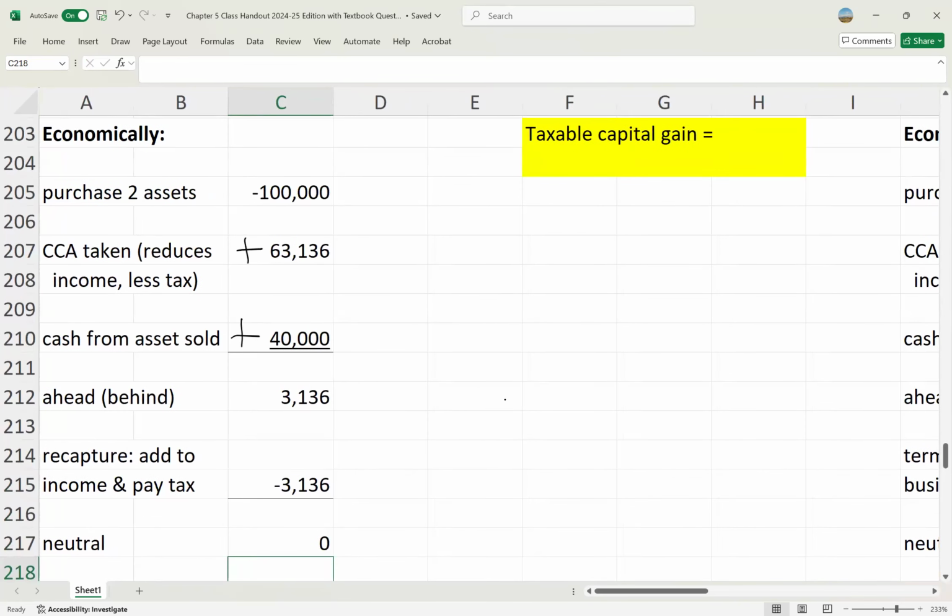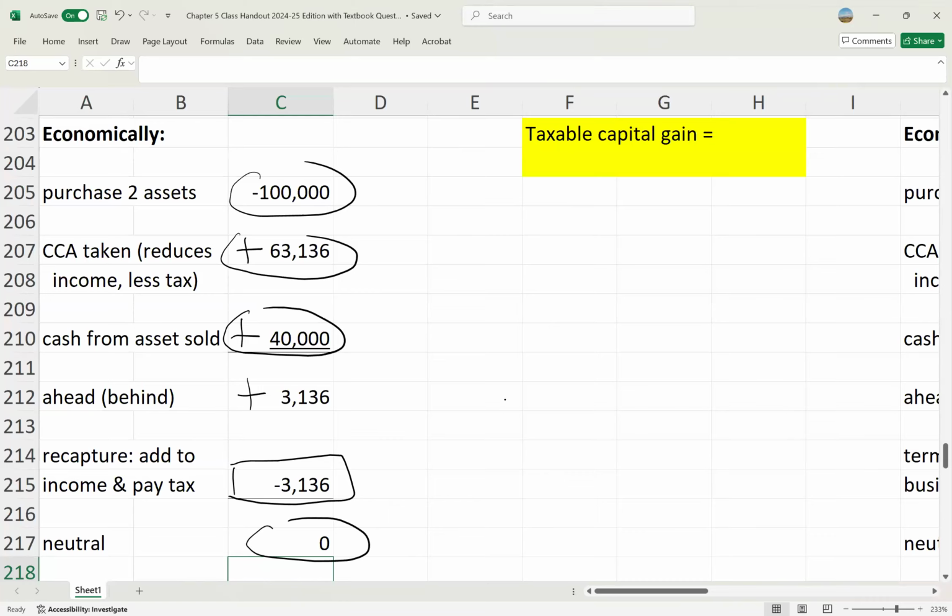So that's sort of an economic analysis of why we have this recapture. We bought these two assets for 100,000. So we paid 100,000. We put that as a negative. Over the years, we deducted all this CCA. That's a positive amount for us because that reduced our income. We paid less tax. When we sold that one asset, we also received 40,000 in cash. So economically, we are now ahead by 3,136. And the government says, all we want to do is bring you back to neutral. So the only way to bring you back to neutral is to make you bring that amount into income, pay tax on it. So that's not a good thing. So we put that as a negative amount. And now you're back to a neutral position.